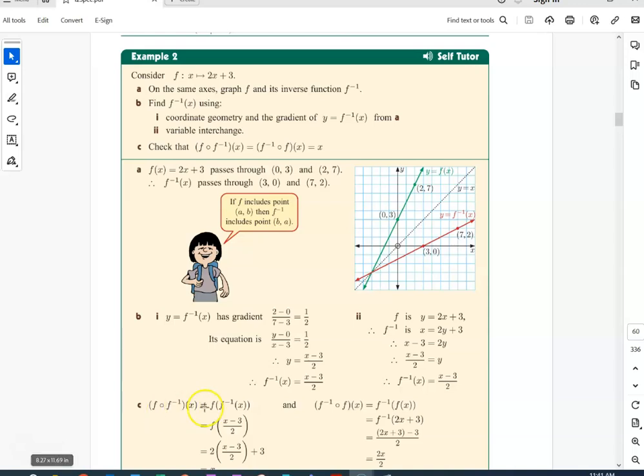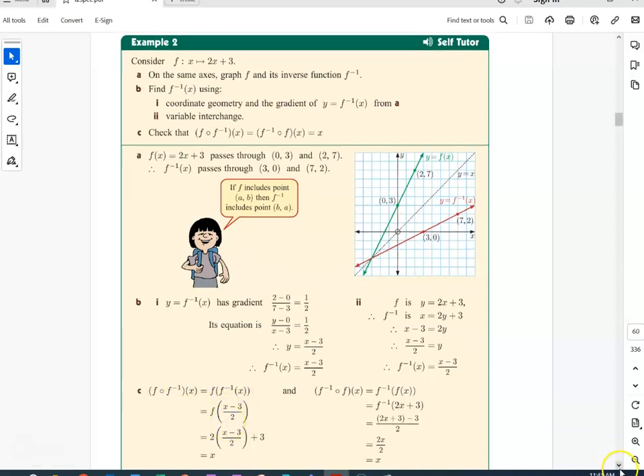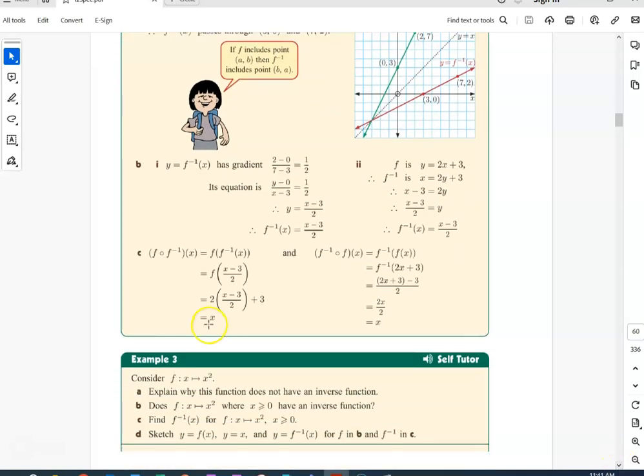If you find f of the inverse, you end up with x. If you find the inverse of that function, right, f to the -1 of 2x, you get x, and that's how you know you've done it right. How often will you do that?